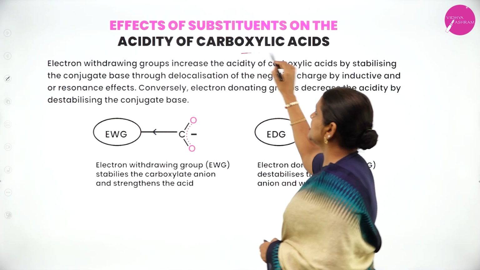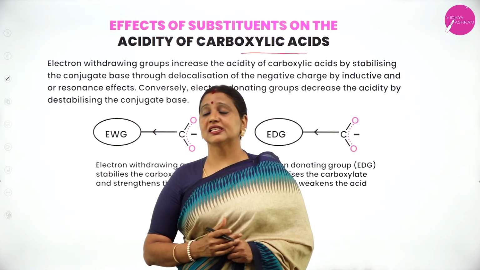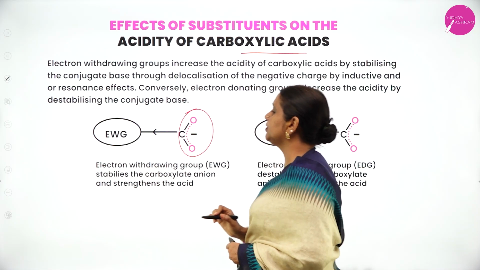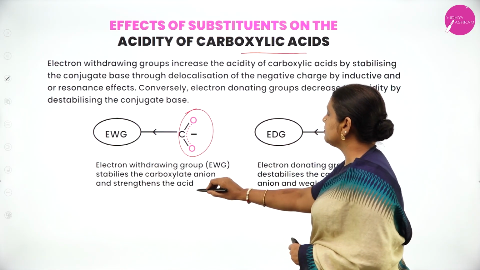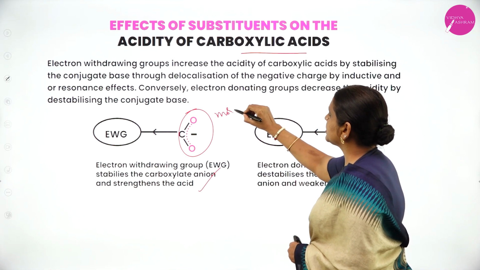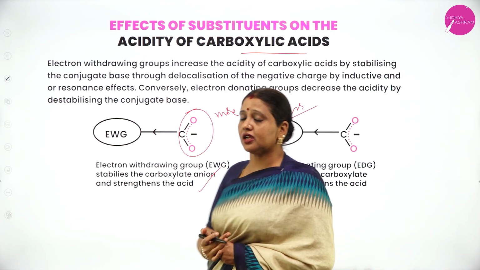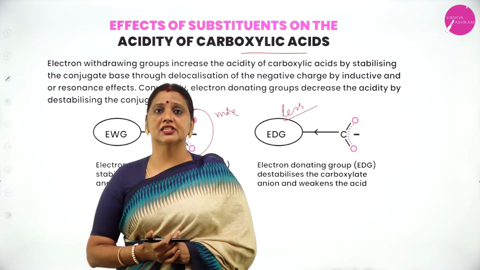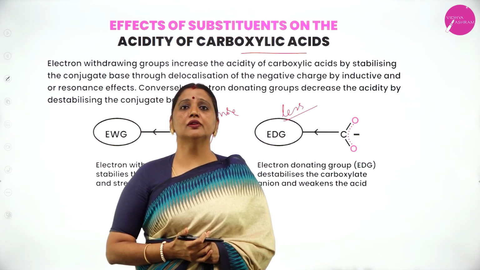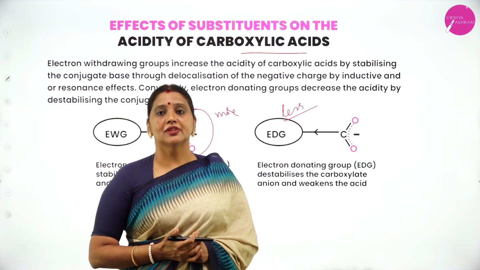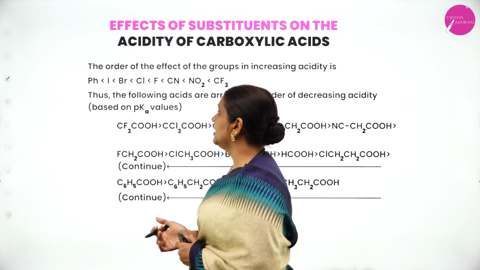And what is the effect of substituents on acidity of carboxylic acid? When carboxylic acid is attached with an EWG, electron withdrawing group, it is more acidic. With an EDG, it is less acidic. Therefore, carboxylic acids are more acidic when attached with electron withdrawing groups. When attached with electron donating groups, they are less acidic.